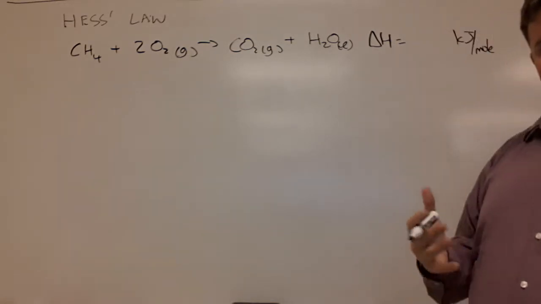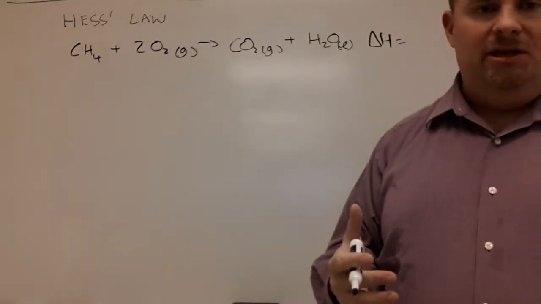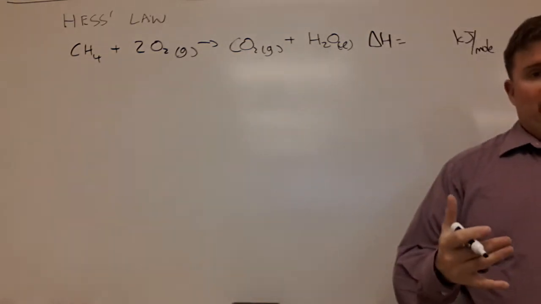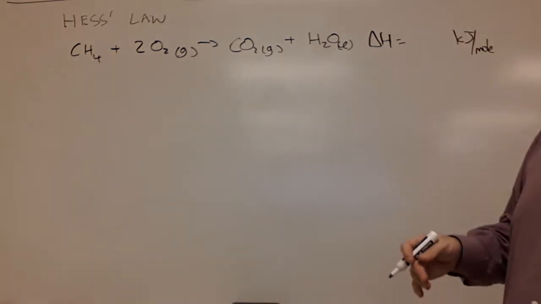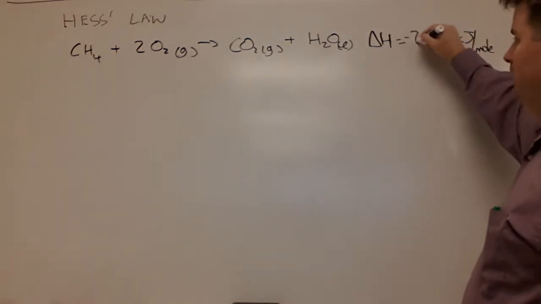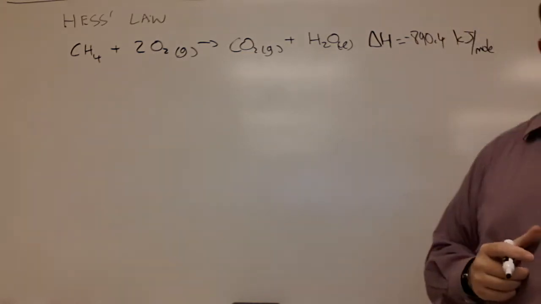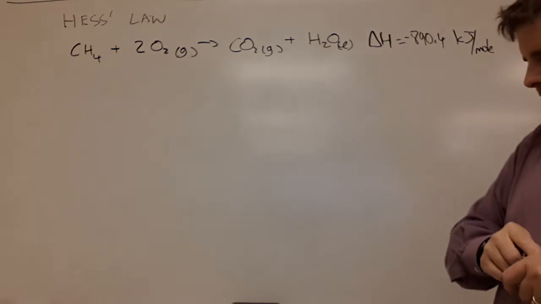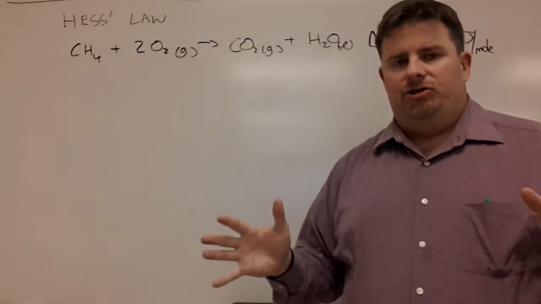And the way this is measured is using a calorimeter. So they analyzed this particular energy value using a calorimeter. They were able to measure this, and they got a value of minus 890.4 kilojoules per mole. All right? Now that's not Hess's law. This is just straight up thermochemical calculations.